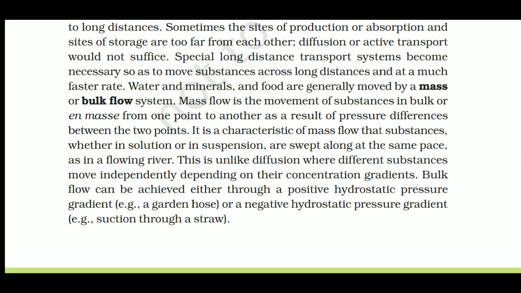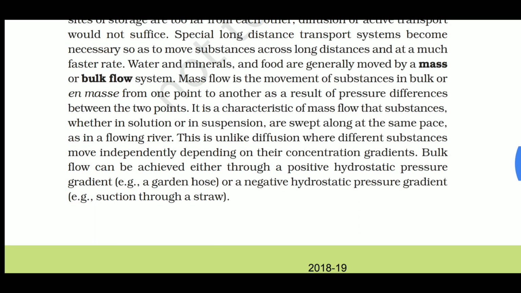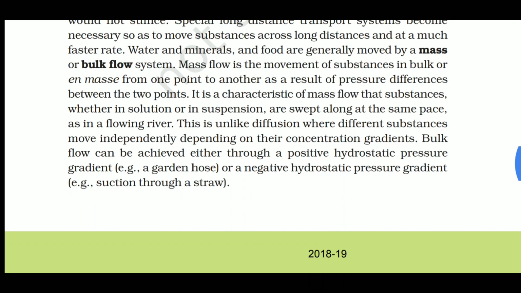Mass flow is the movement of substances in bulk, not in drops, like a whole bulk in a huge mass or en masse from one point to another as a result of a pressure difference between the two points. The best example, as we already saw, is creating a negative pressure to drink a liquid through a straw. That is like a bulk transport.